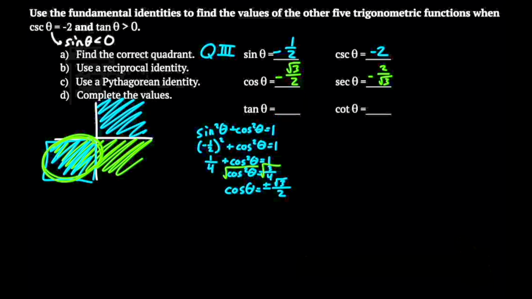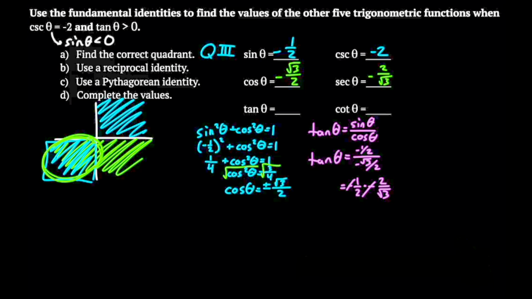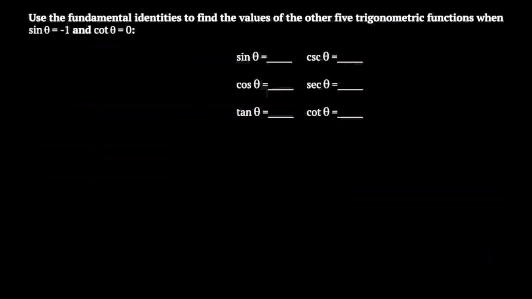The last one we need to get is tangent and cotangent. For that, I'm going to use the fact that tangent is sine over cosine. So tangent of theta in this case would be negative 1/2 over negative square root of 3 over 2. We'll think of that as multiplying by the reciprocal. The negatives will cancel, the 2's will cancel, and I'm left with 1 over the square root of 3. And the reciprocal of that would just be square root of 3 over 1, which is just square root of 3.